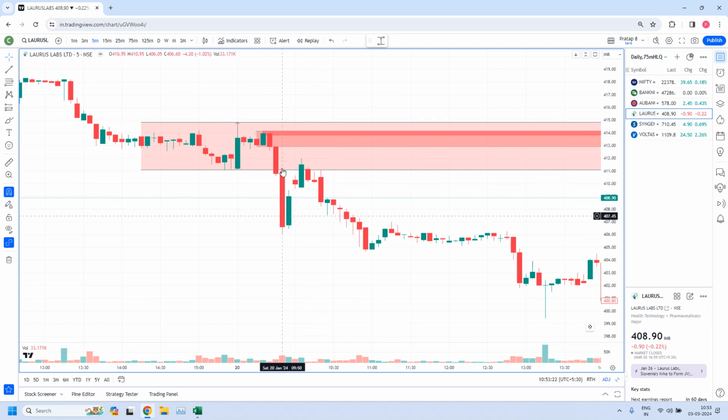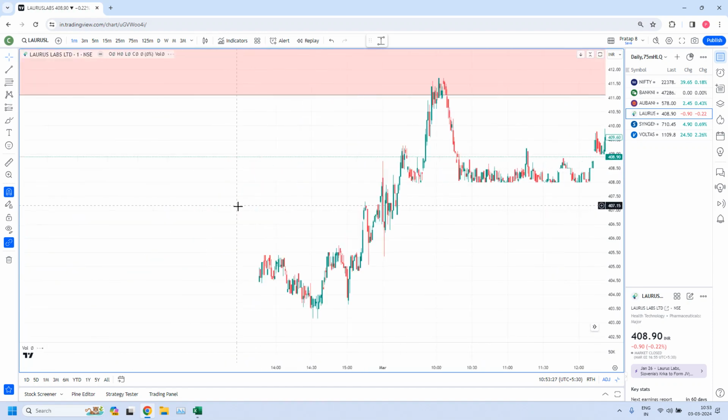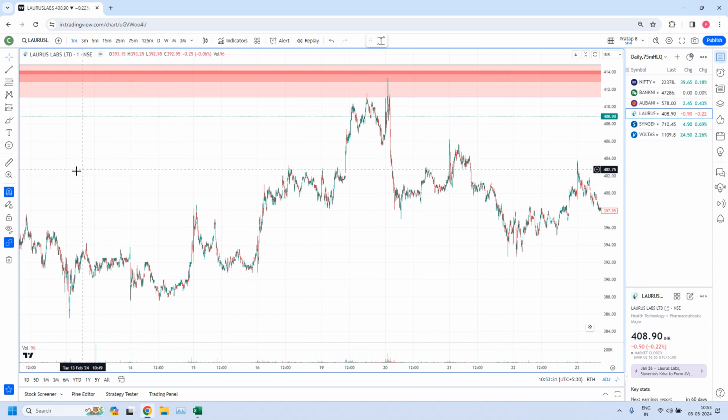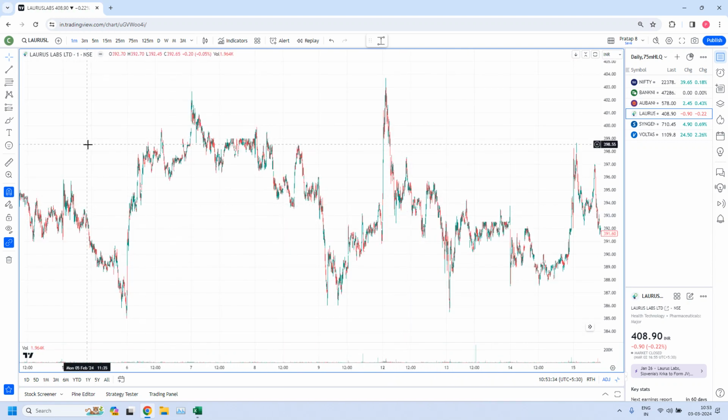Who is the reason behind creating this move? For that, go to the 1 minute time frame, because you should know when you have to really get into the 1 minute time frame. That clarity you should know. This is one such kind of scenario.